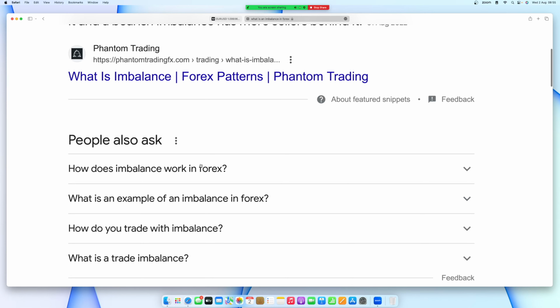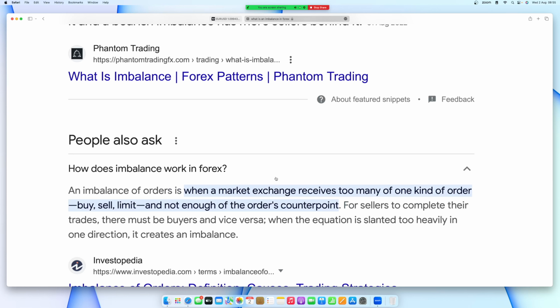Now, if we come down here to look at how does imbalance work in Forex, right? It says here, an imbalance of orders is when a market exchange receives too many of one kind of order, buy, sell, limits, and not enough of the other's counterpoint. For sellers to complete their trades, there must be buyers and vice versa. When the equation is slanted too heavily in one direction, it creates an imbalance.